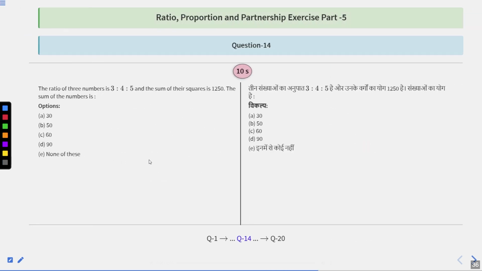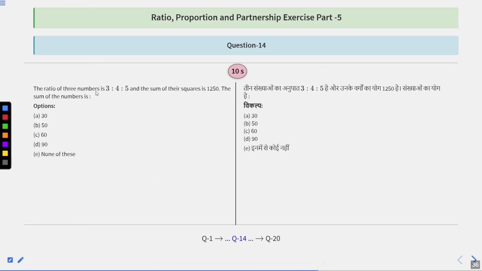Next one. The ratio of three numbers is 3:4:5 and the sum of their squares is 1250. The sum of the numbers is? You have 5 options and 10 seconds to analyze the question. Your time starts now.